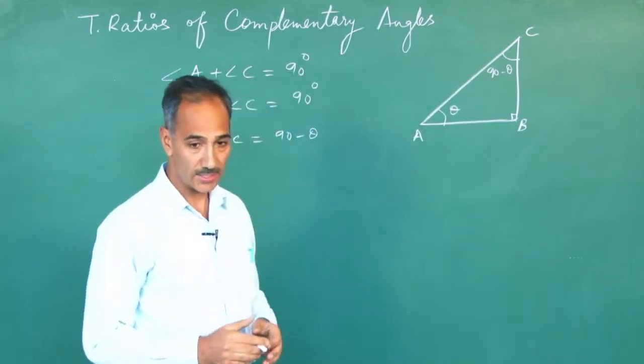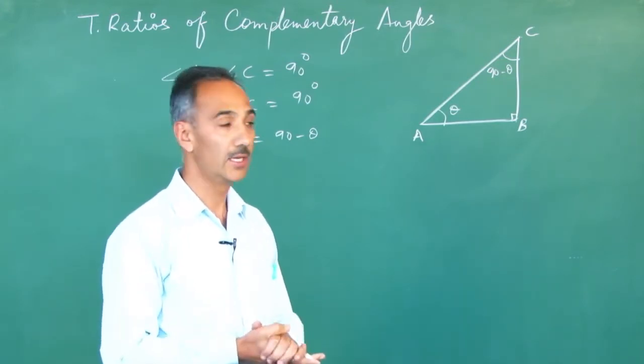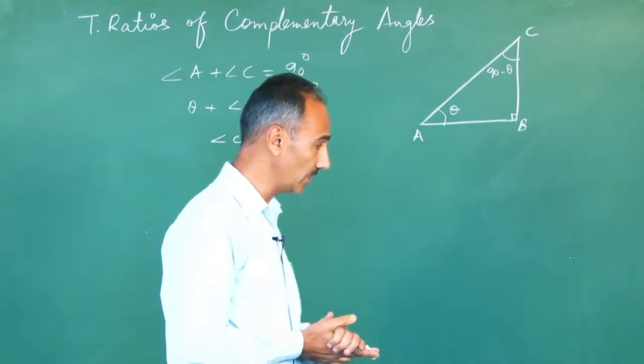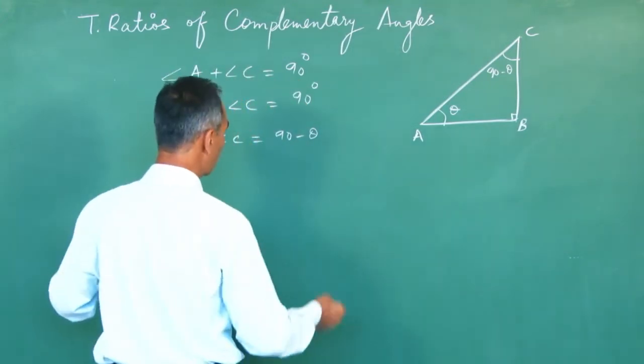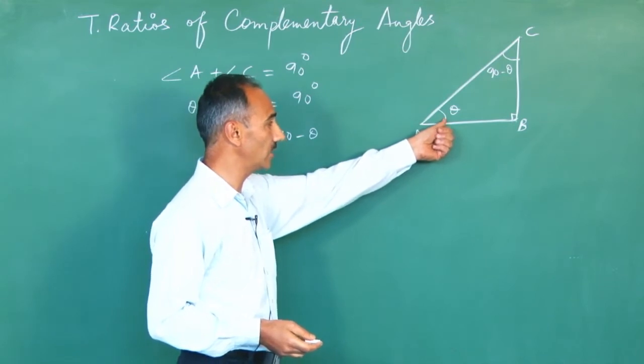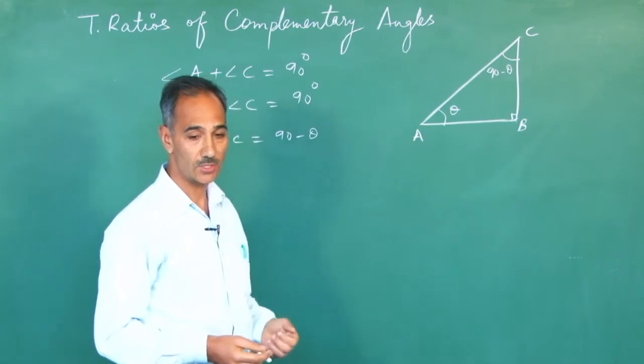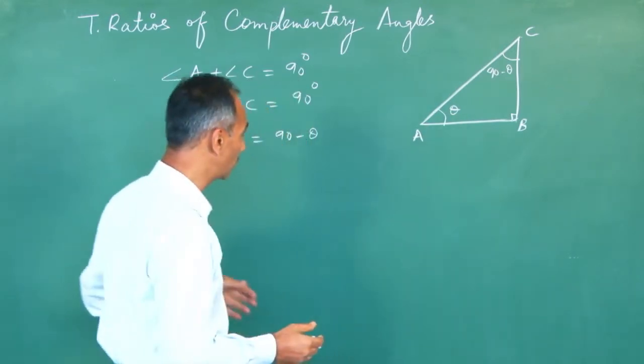Now we have some results for theta and 90 minus theta, because they are two complementary angles in the general format. So let's prepare results. I will take all six T ratios for theta, and all six T ratios for 90 minus theta, and try to see what the relation between these two angles is.